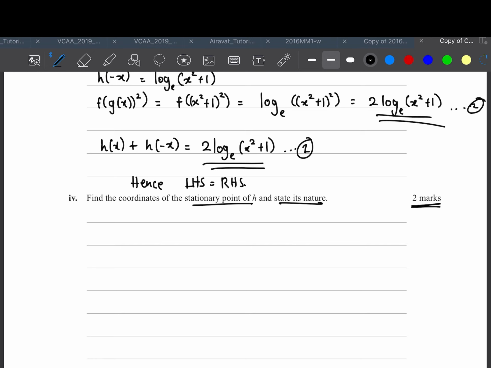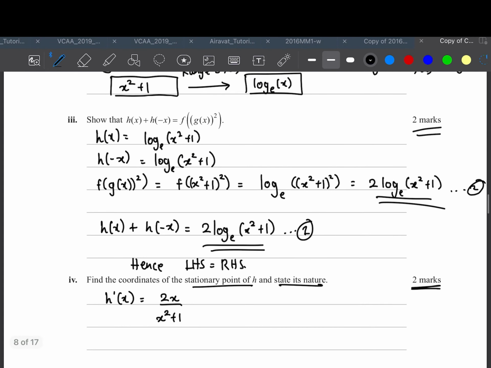Now, to find the stationary point of h or any other function, what do we do first? We differentiate the function and then set it equal to 0. So let's start by differentiating the function. h dash of x would just be 2x over x squared plus 1. Now you must be wondering, how did I do it so quickly? Well, I have a trick to show you.